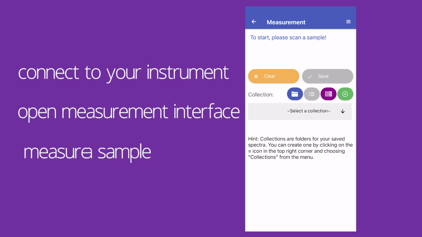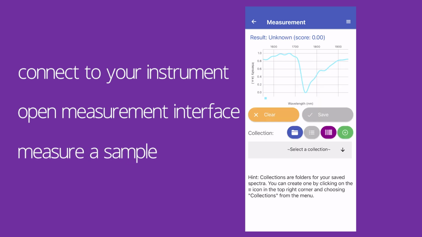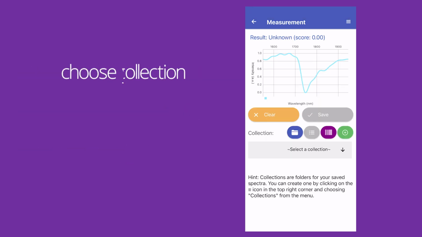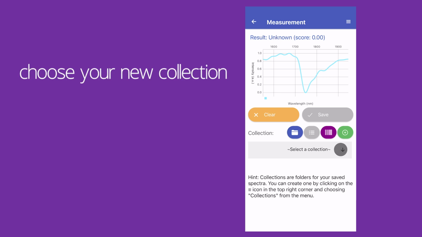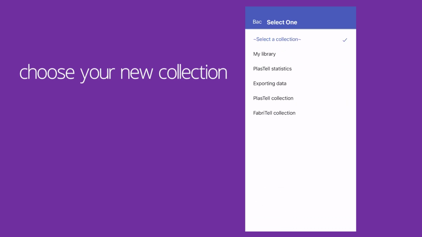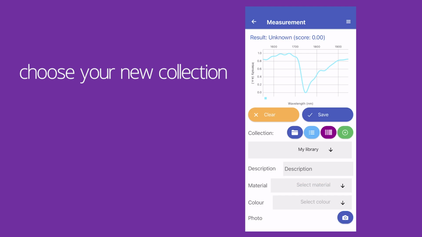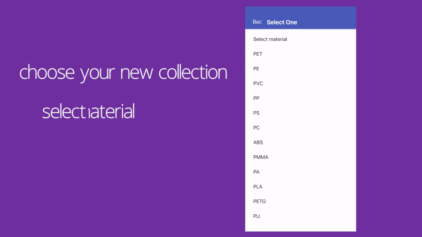Measure a sample. Its spectrum will come up. Then, choose the collection you have created earlier. Select the material of the sample and save it.